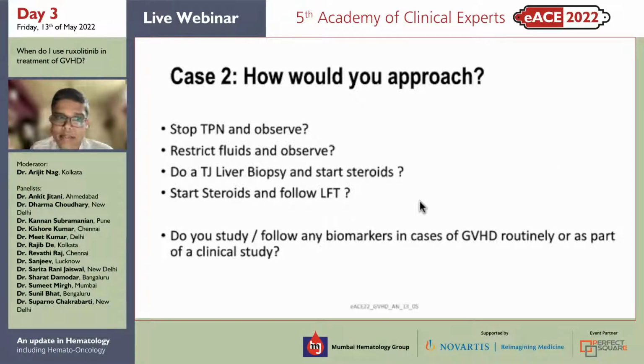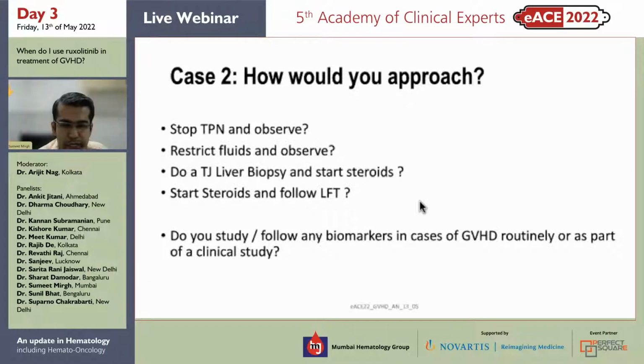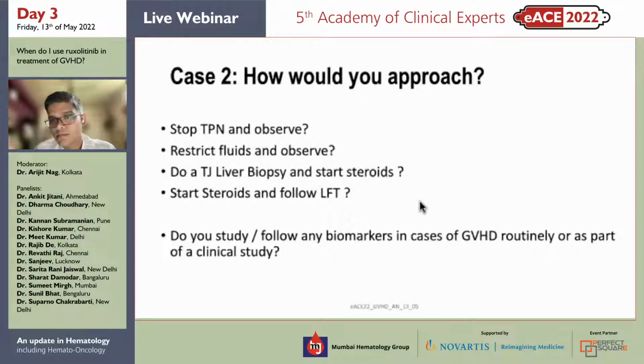True. So in the interest of time, I'll go to Sumit, and ask you, do you study or follow any biomarkers in GVHD routinely or as part of clinical study? And if yes, what? So with respect to biomarkers, we are only doing the stool calprotectin for gut GVHD patients. Routinely, not as a part of a clinical study, yes. But apart from that, no other biomarkers.